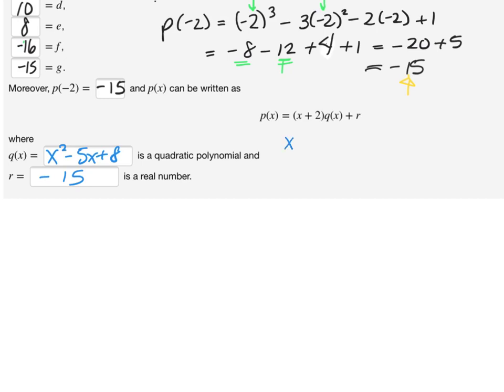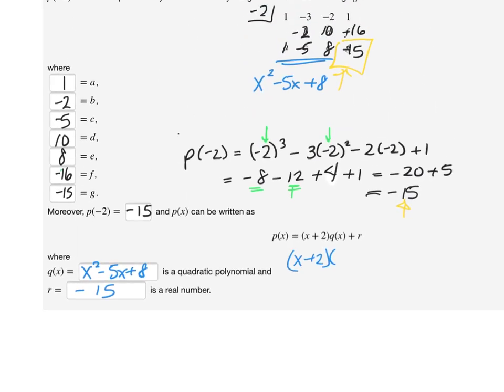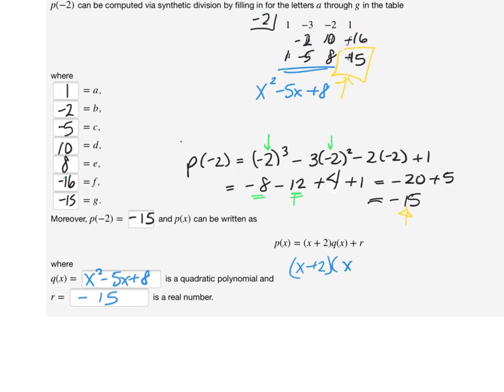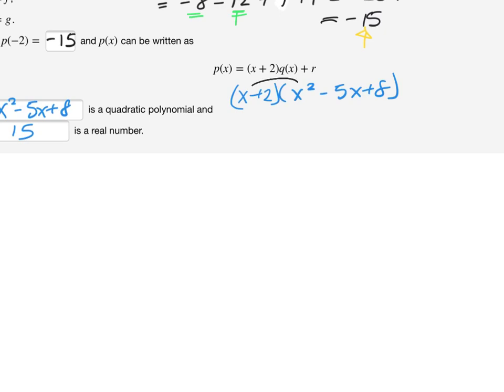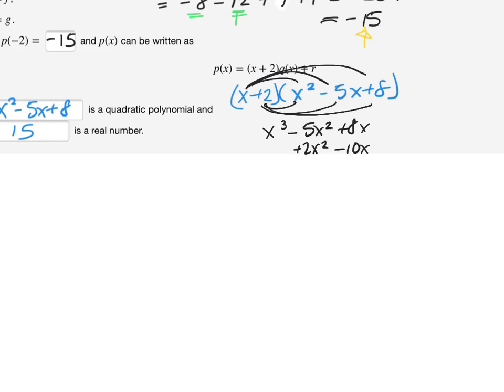If you were to take x plus 2 and multiply it by that value that we got from synthetic division, not the remainder part, but the x squared minus 5x plus 8. Now, if you were to multiply these two, then x times x is x cubed. x times negative 5 is negative 5x squared. x multiplied by 8 is plus 8x. 2 multiplied by x squared is plus 2x squared. 2 multiplied by negative 5 is negative 10x. And then 2 times 8 is 16.